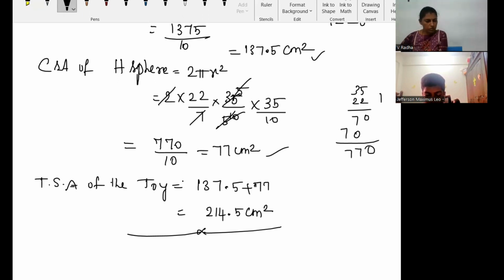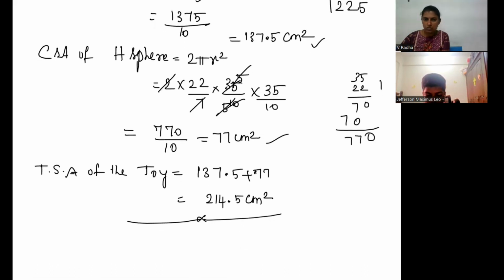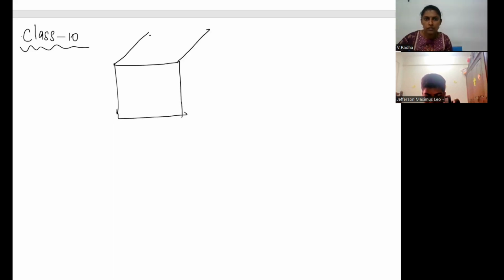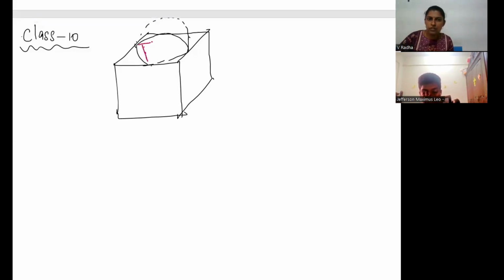So question number four. First, I draw the diagram as a cube, and the top has a hemisphere. The circle face is lying on the top face of this cube, and the bulging portion is on the top. Total surface area of the solid means what portions are seen here? All the sides. This circle portion is not visible, is it right? The circle portion is not visible.